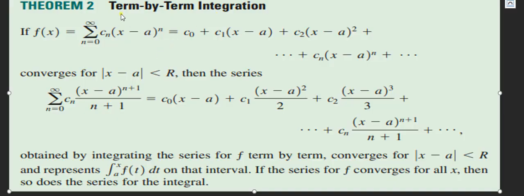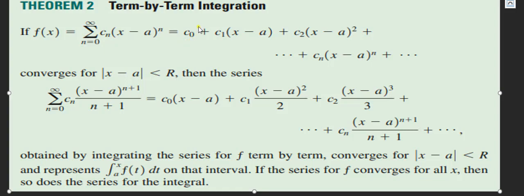Now, let's take a look at term-by-term integration. So you have f of x equals the summation of 0 to infinity of c of n, quantity x minus a to the power of n, and this is the power series, where it converges for absolute value of x minus a is less than r, which is the radius of convergence. Now, when you take the integration of this, notice, you have to add 1 to the exponent. So this becomes n plus 1, so divided by n plus 1. And c of n was already there.